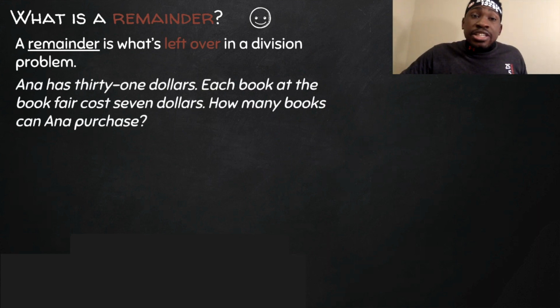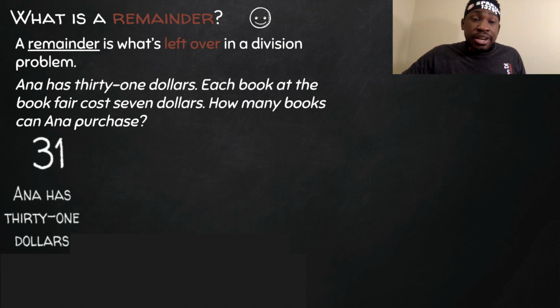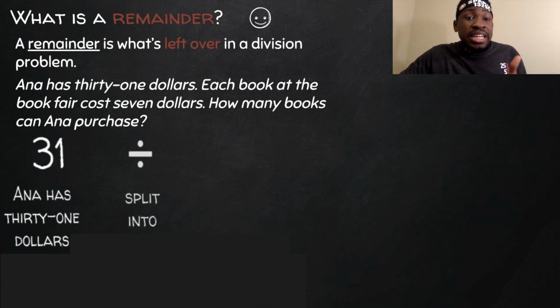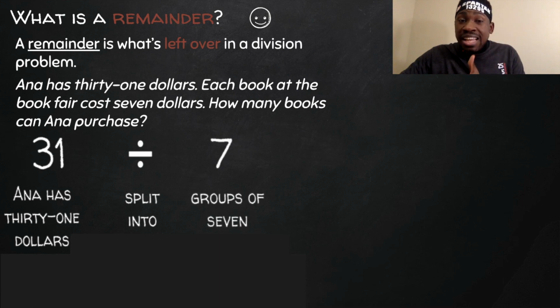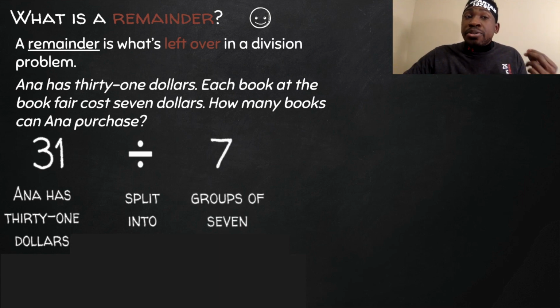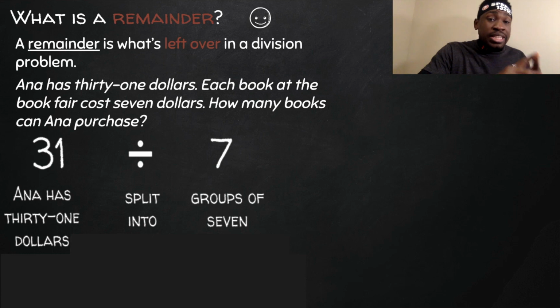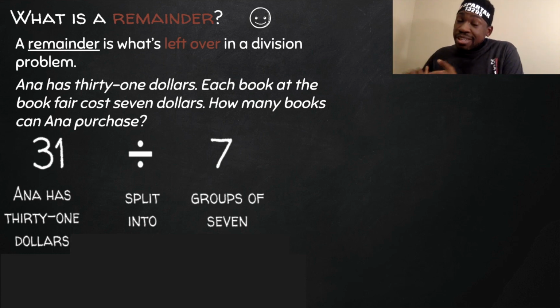So Anna has $31. Each book at the book fair costs $7. How many books can Anna purchase? Okay, well, what are we going to do here? Well, we know that Anna has $31 and she's splitting that into groups of 7 because each book costs $7. So one book, that's $7. Another book, that's another $7.